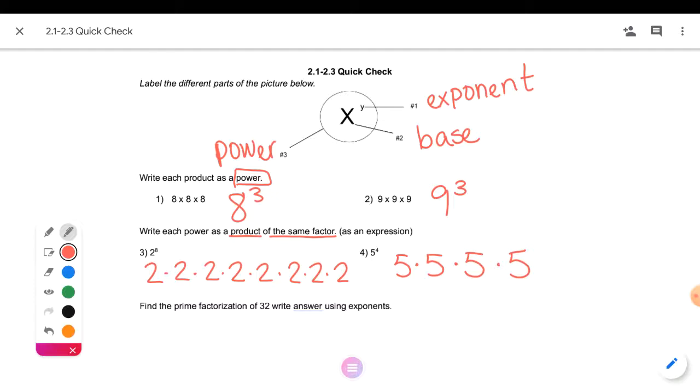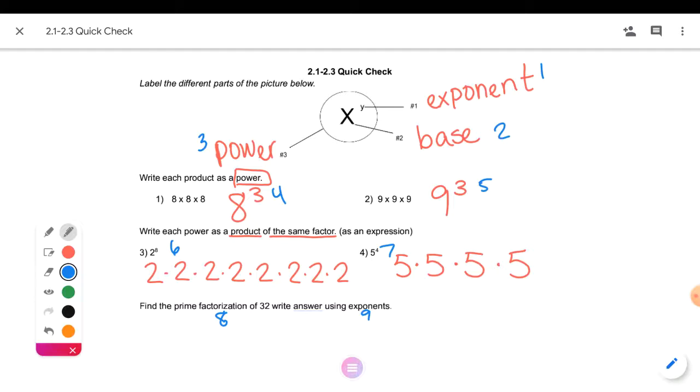Now, last one. Find the prime factorization of 32. Write the answer using exponents. Some of you forgot that part. So here's how I came up with the 9 points for the assignment. If you got the prime factorization correct, you got a point. And then writing it as an exponent was the 9th point. So if you factored it correctly, you got 1 point for finding the prime factorization, and you just lost the point for not writing it as an exponent.